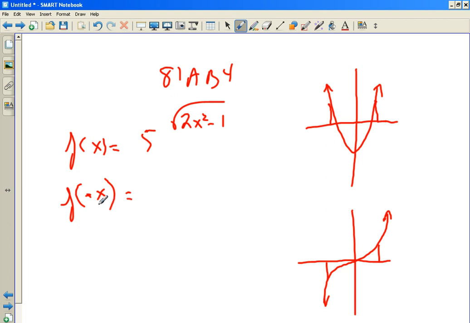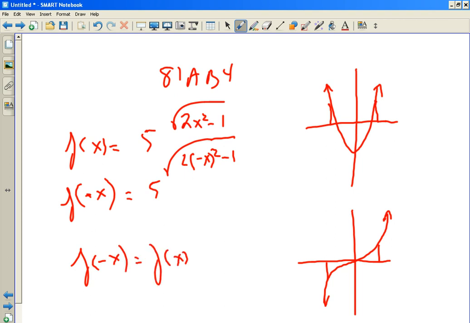All right, so is it? Well, let's plug in negative x and see what happens. 5 to the 2 times negative x squared minus 1. What happens when you square negative x? It becomes the same as this. So f of negative x is f of x, meaning even. Even function. Okay? That's part A.